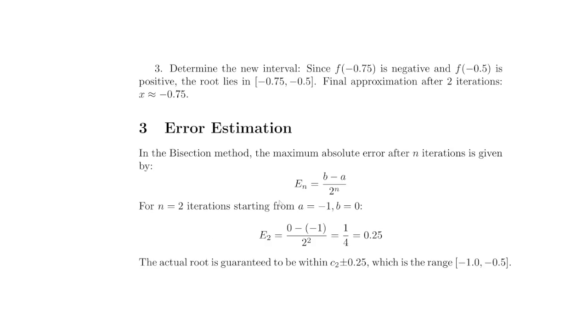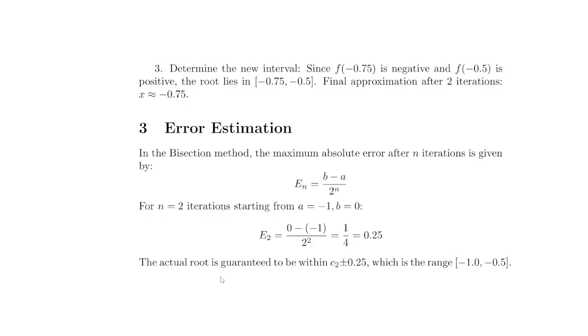Now, for the error estimation in the bisection method, the maximum absolute error after n iterations is given by the length of the interval divided by 2 to the n, where n is the number of iterations. For us, we started off with a is -1, b is 0, and then we did 2 iterations, so n is equal to 2. So we have 0 minus -1 over 2 squared, which is 1/4.